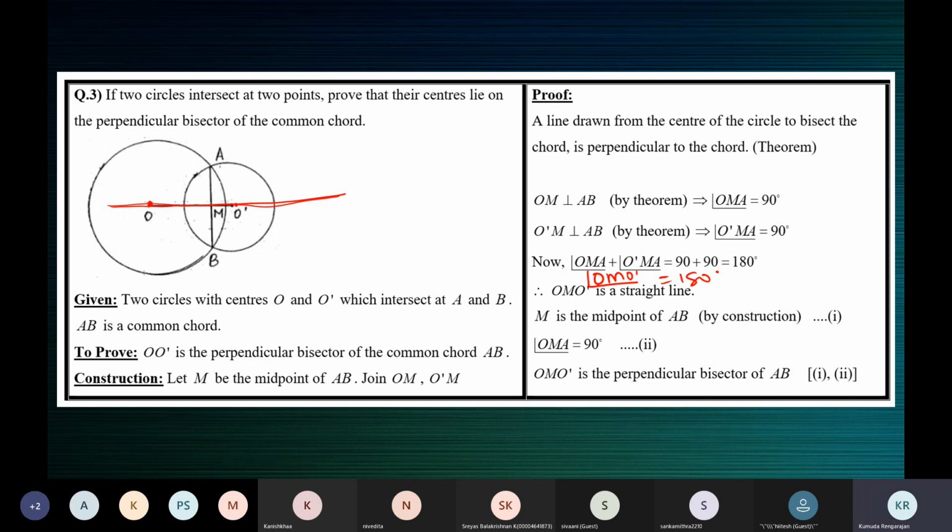Yes, Shreyas, you can go on. Read what you don't understand, I'll tell you. Ma'am, no, ma'am, I can't understand that whole proof itself, ma'am. How that OMA we are concluding as 90 degrees.